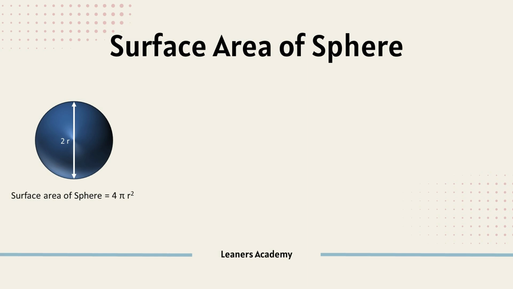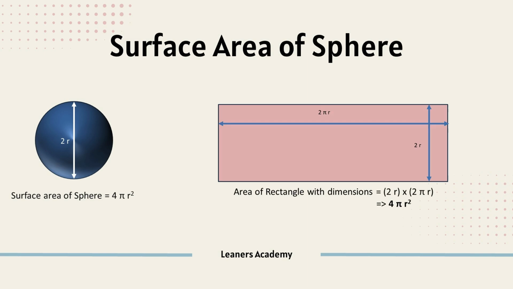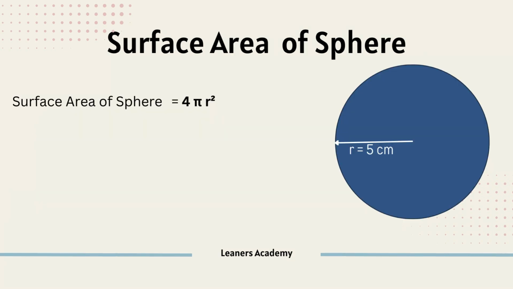Pi is that magical number that keeps popping up in maths, approximately 3.14159. But from an exam's point of view, you can round it to 3.142. Let's do a quick example to make this more real.